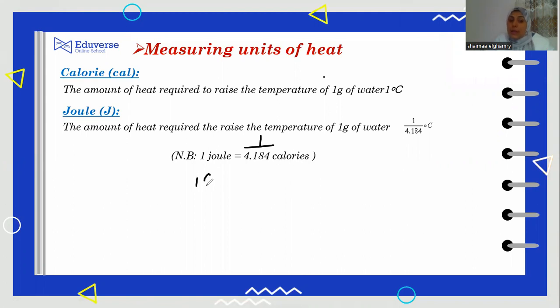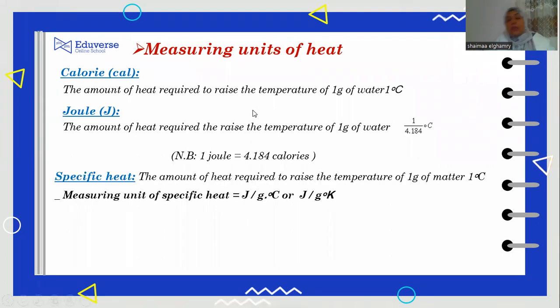So we can say that 1 calorie equals 4.184 joules. If we compare the amount of heat represented by calories and the amount of heat represented by joules, the amount of heat represented by the calorie is greater than the amount of heat represented by the joule.